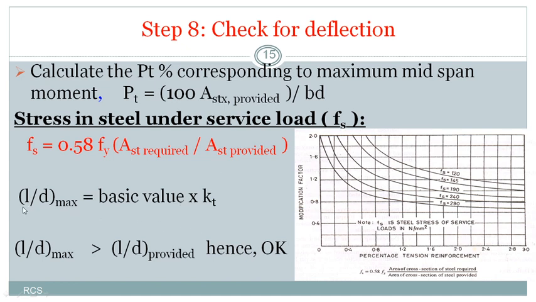Then I will calculate what L by D max is, and similarly calculate L by D provided. L by D provided means Lx, that is the shorter span direction, and D is the effective depth of the slab. Calculate the ratio of that. That ratio must be less than the L by D maximum ratio. Then only we can say that our slab is safe against deflection.